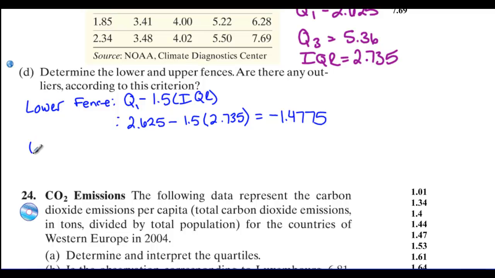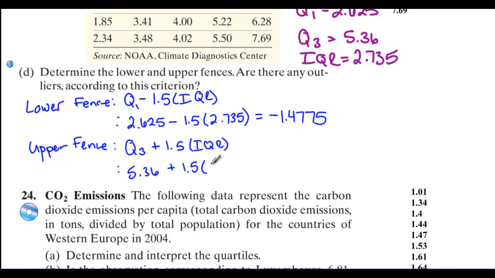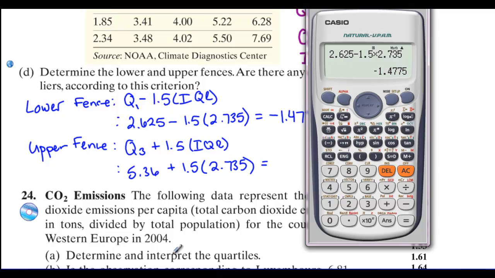All right, and to find our upper fence, we take Q3 and add 1.5 times the interquartile range. So that's 5.36 plus 1.5 times 2.735, and that's going to give us 9.4625.